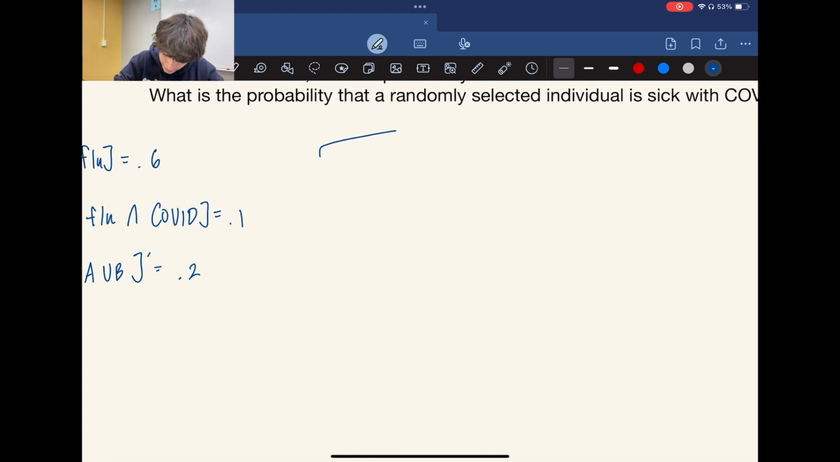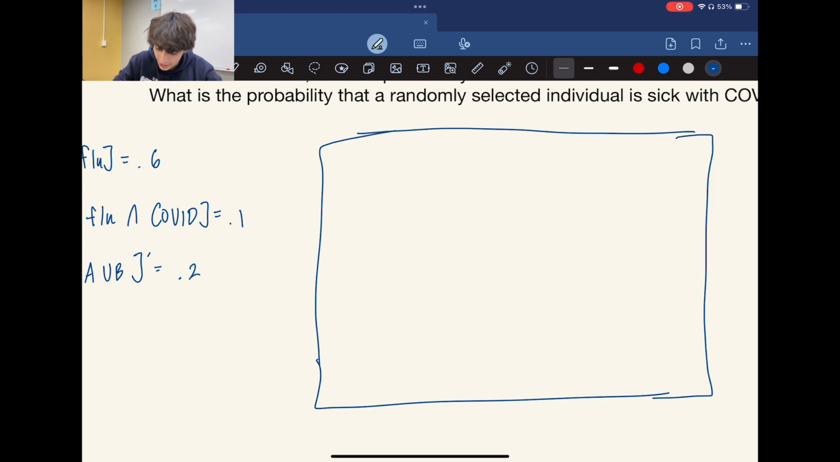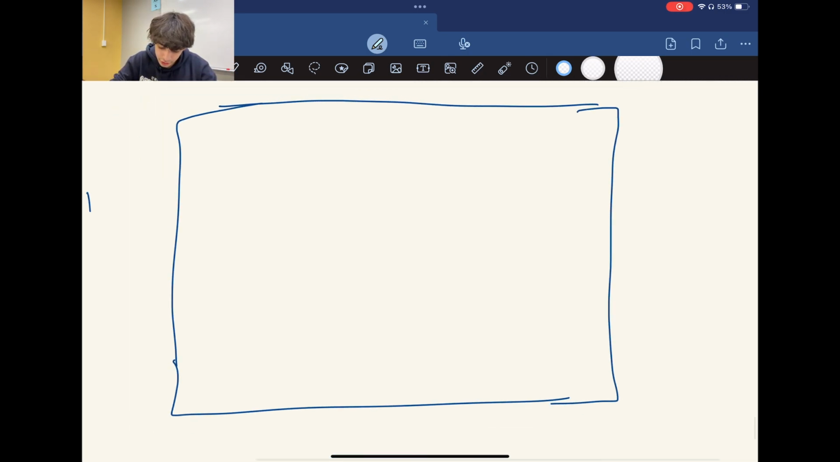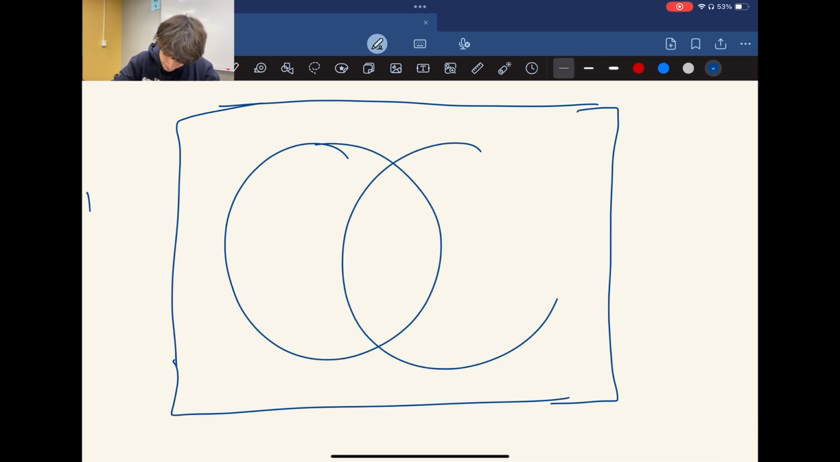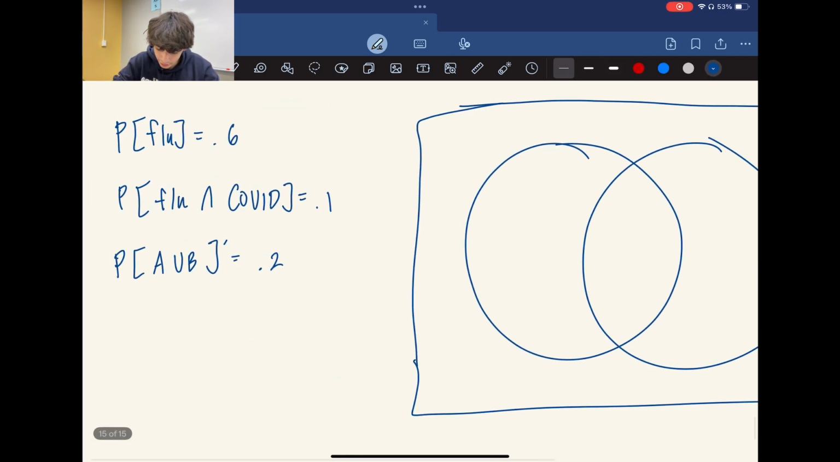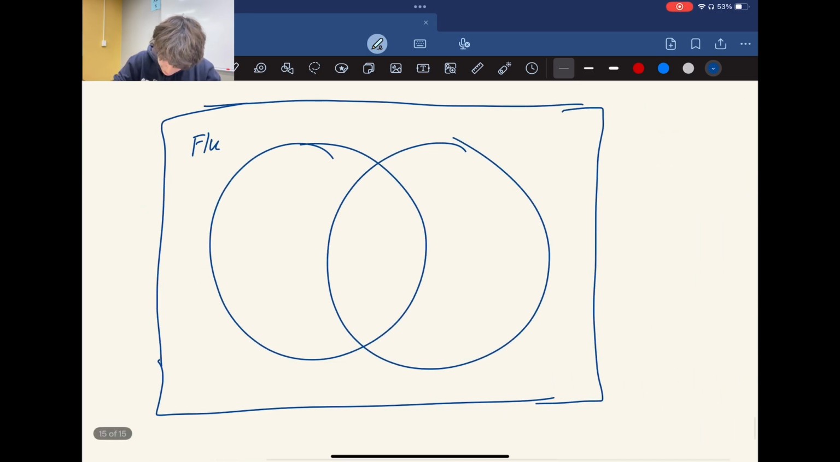So it would look a little something like this. I'm going to take the box just like before, and the box is going to be the sample space. It's going to be these selected individuals from this sample size. I'm going to draw two circles again. Oh, still on the eraser. I'm going to name the left circle flu. I'm going to name the right circle COVID.